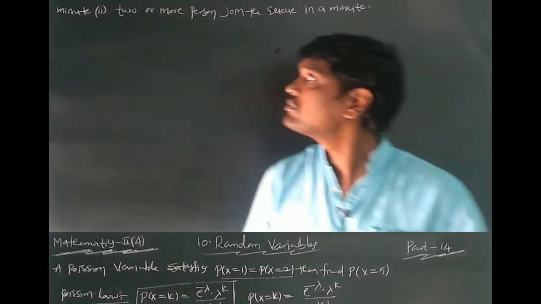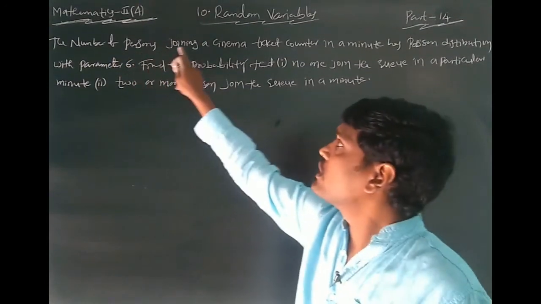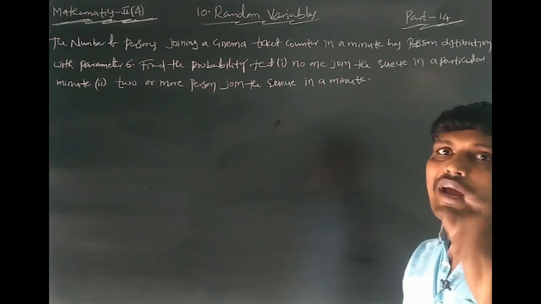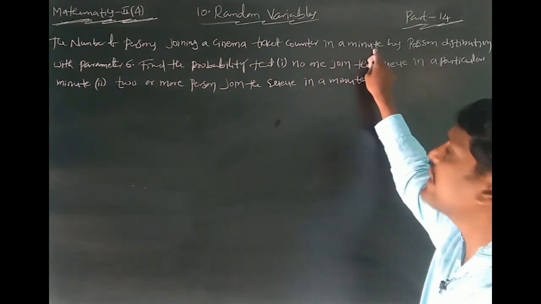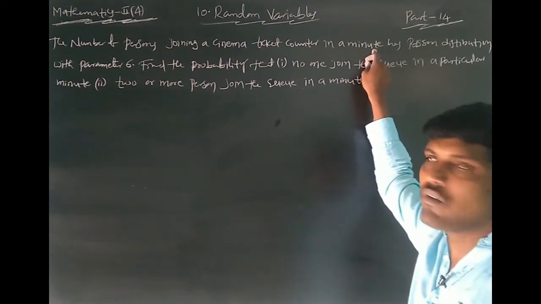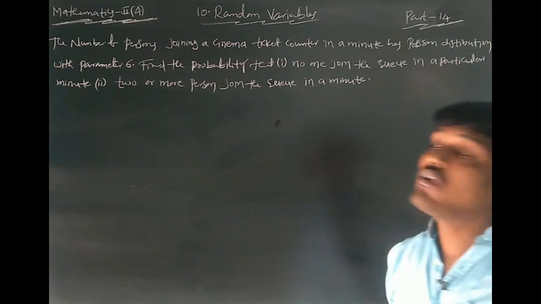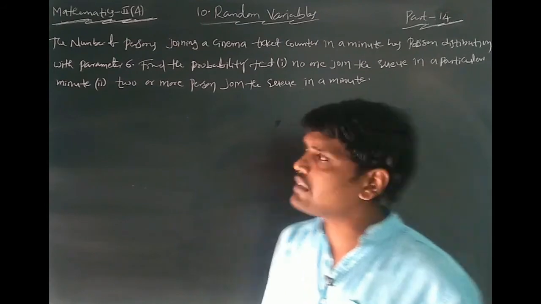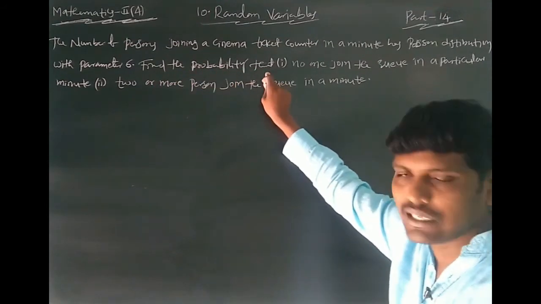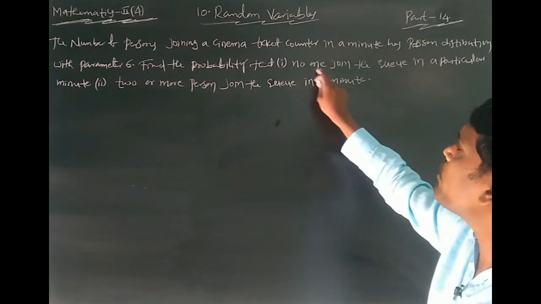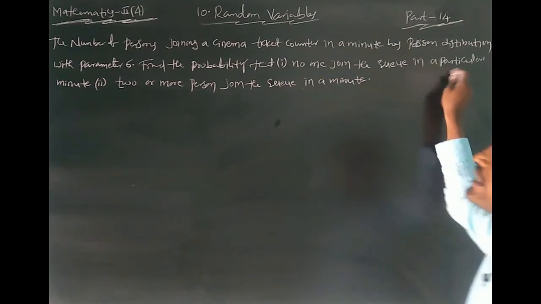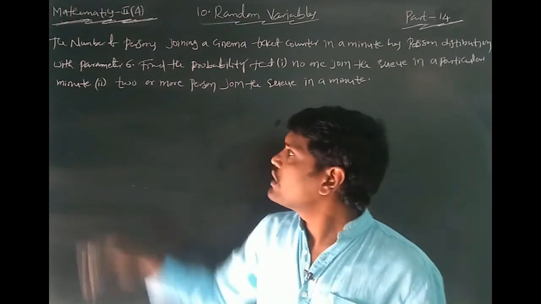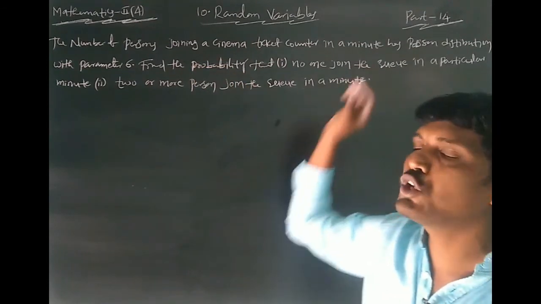Next problem: the number of persons joining a cinema ticket counter in a minute has a Poisson distribution with the parameter 6. What is the Poisson distribution parameter? Lambda. The lambda value is given, that is 6. Find the probability that no one joins the queue in a particular minute. No one joining is nothing but k value 0. Second one, 2 or more persons join the queue in a minute.